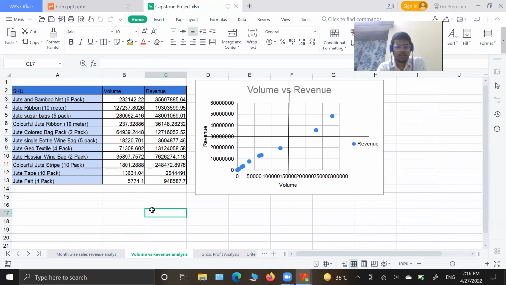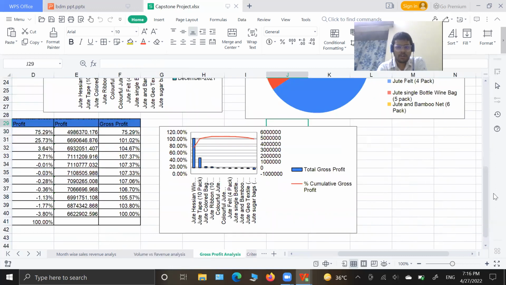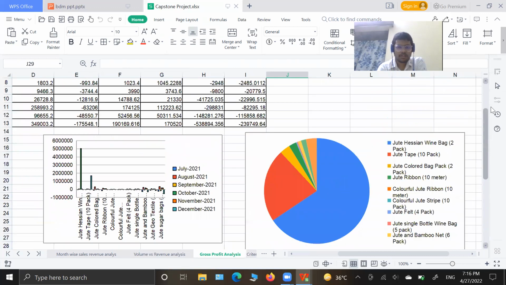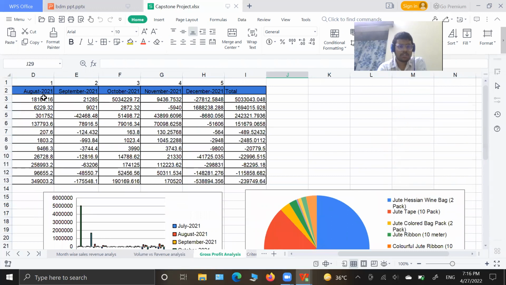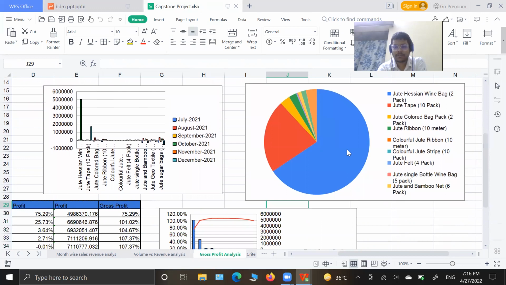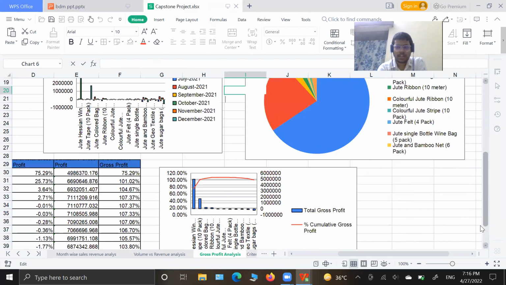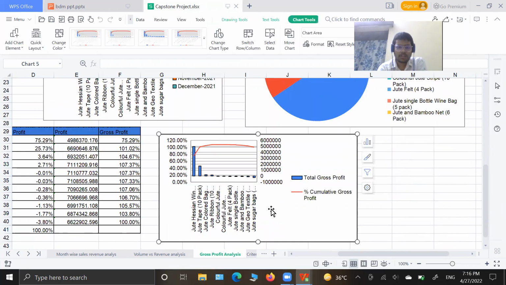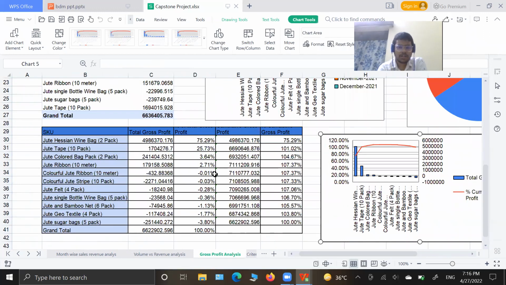Then I made a gross profit table which specifies the gross profit for each month, and it shows the percentage of participation for each product by pie chart. Then I also did a Pareto analysis, as shown below, for the products. Then I also mentioned the gross profit and total gross profit for each product.